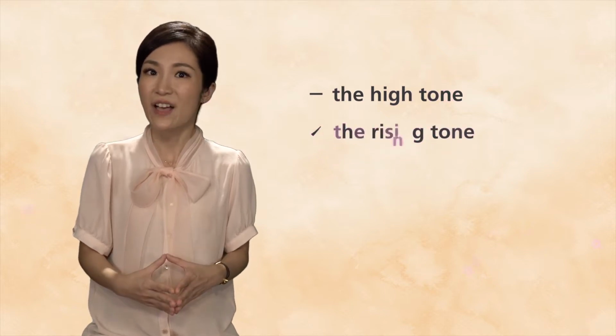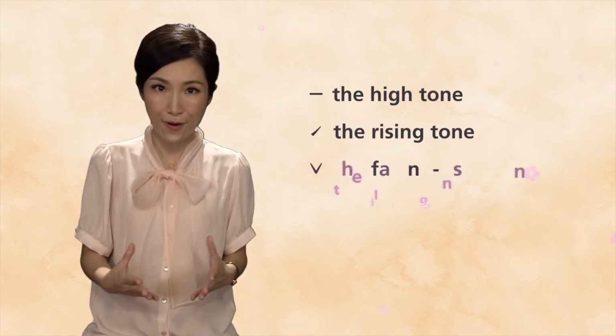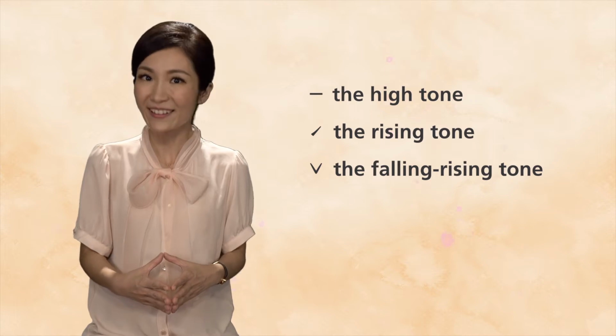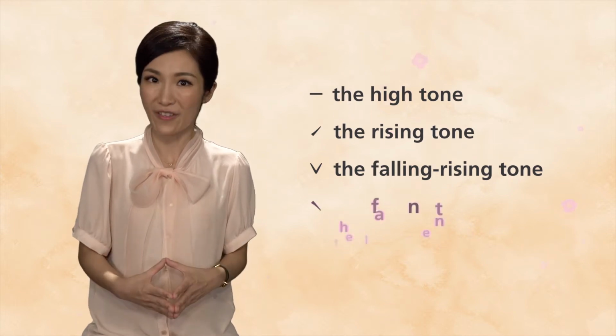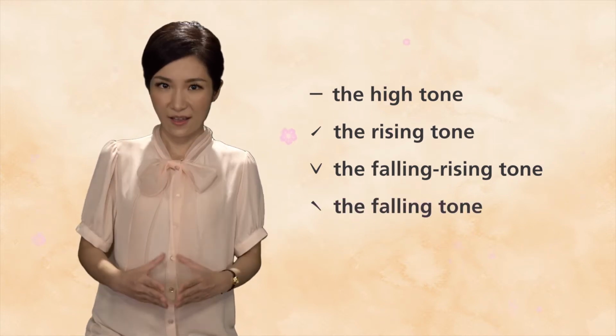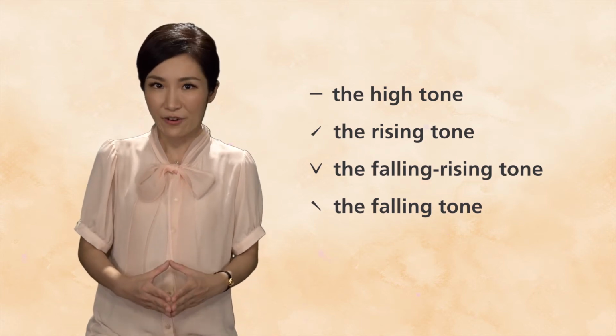First, the high tone. Second, the rising tone. Third, the falling rising tone. And fourth, the falling tone. Tone is a feature of language that exists in English too. Think about how the word great can take on different meanings when pronounced great, indicating that the speaker is pleased, versus great, using sarcasm to indicate that the speaker is annoyed.